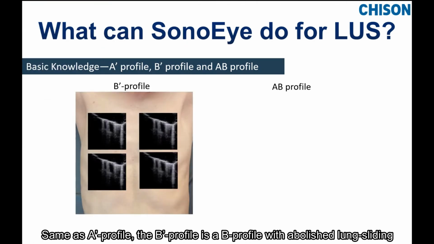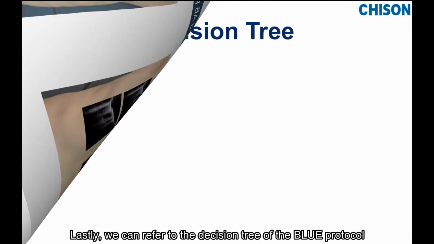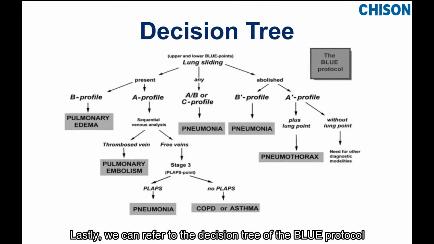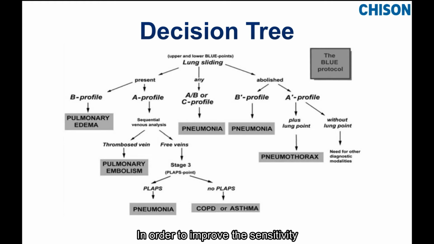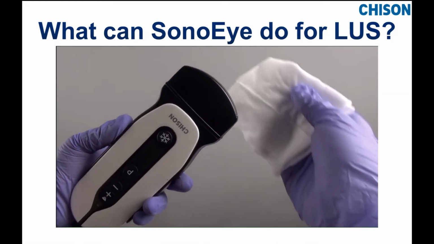Same as A-point profile, the B-point profile is a B profile with abolished lung sliding. The AB profile is a half A profile at one lung, a half B profile at another. Lastly, we can refer to the decision tree of the Blue Protocol. In order to improve the sensitivity, multiple costal spaces should be scanned on each side of the chest.